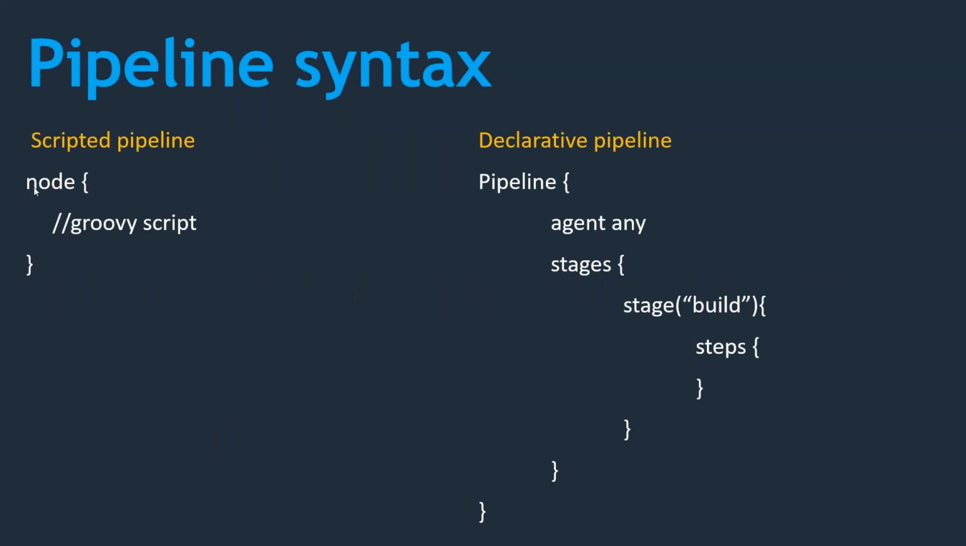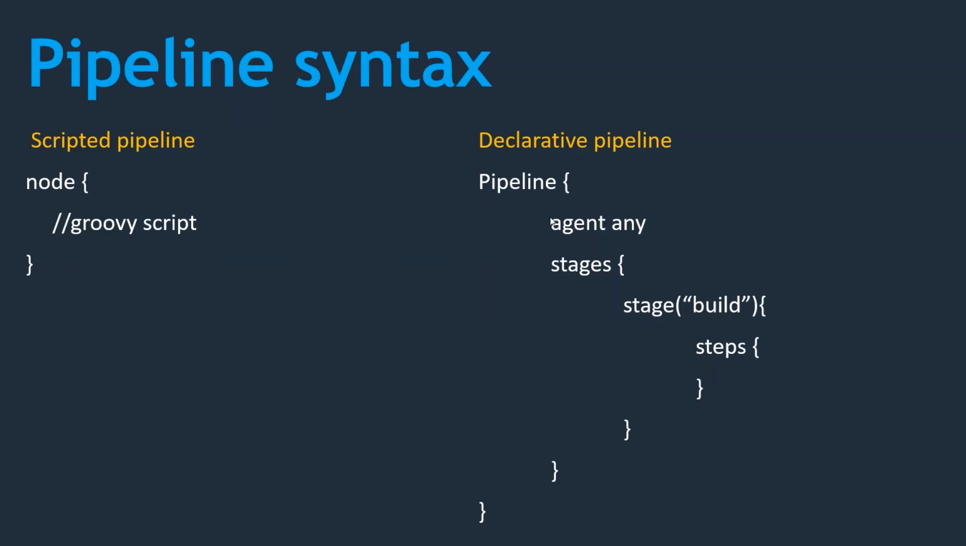In the scripted pipeline, it starts with node. Inside that one, you need to write your Groovy script. If you know Groovy script, then only you can write it. But in the declarative pipeline, it starts with pipeline and it has agent any, which talks about on which agent you need to run, and stages. This is what I'm talking about, there are different stages.